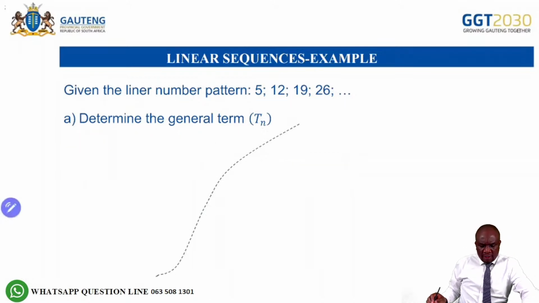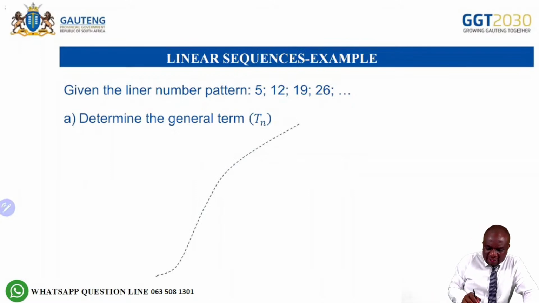Let's start with A. So A, we find the common difference here. 12 minus 5. What is 12 minus 5? It should be 7.